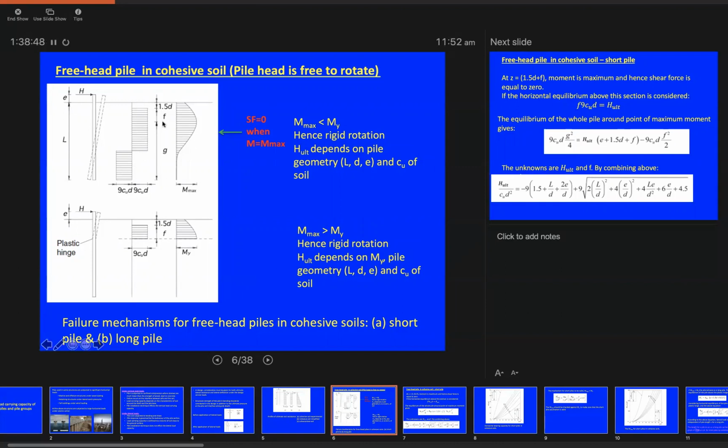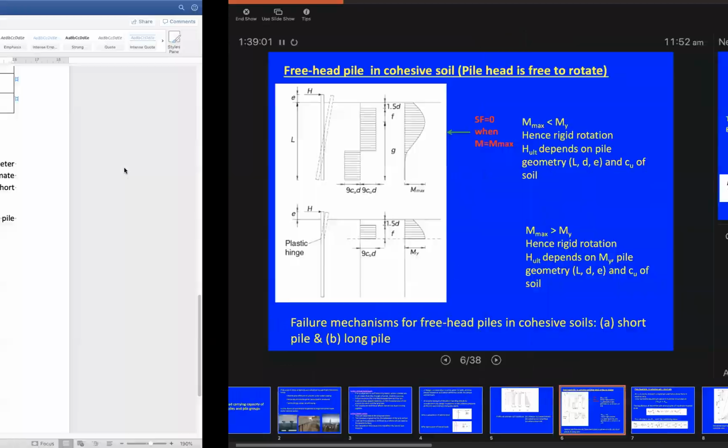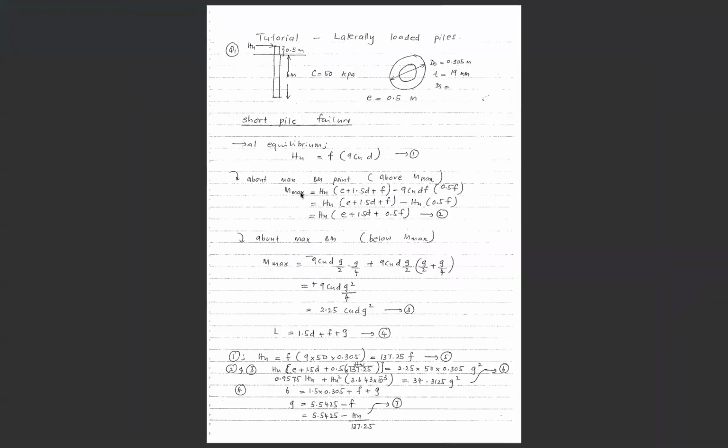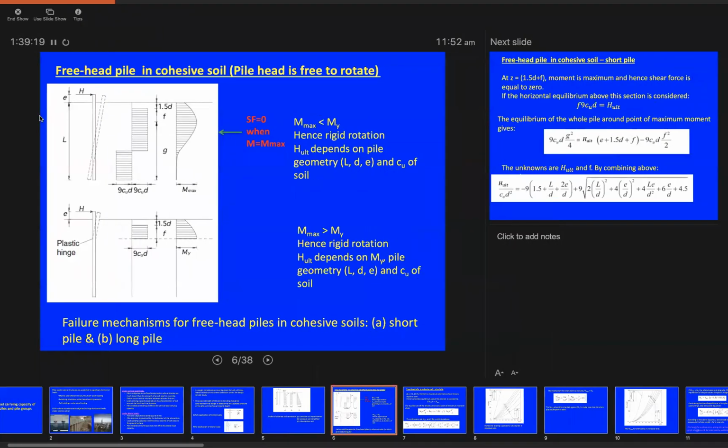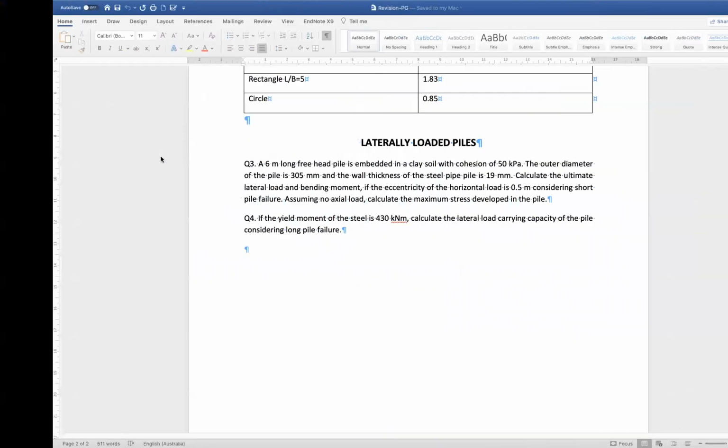Below the maximum bending moment point, we only have the soil reaction within the length G, which is G over 2 here and G over 2 here. So we can form 2 equations. We equate these 2 equations to M maximum because we are taking the moments about the maximum bending moment point. We end up with equation number 2 and equation number 3. We have another equation from the length of the pile. From this chart, the length of the pile is equivalent to 1.5d plus F plus G. So this is equation number 4.